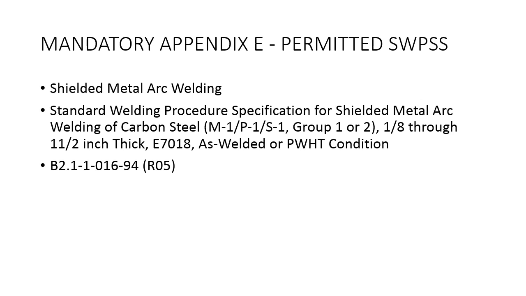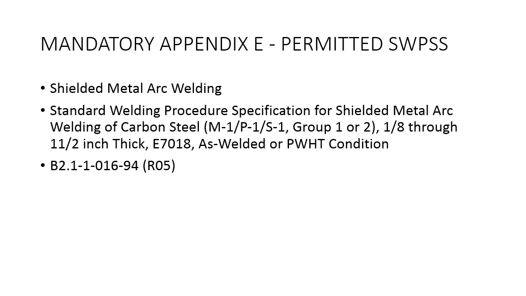From Mandatory Appendix E, permitted SWPSs, this is their list. Remember on the previous slide, it said, or you can go get a permitted SWPS, a standard welding procedure specification from the American Welding Society, pay them the $200, follow the rules. This would be an example of one of those. This is the first one off their permitted list, shielded metal arc welding. It's the standard welding procedure specification for shielded metal arc welding of carbon steel.